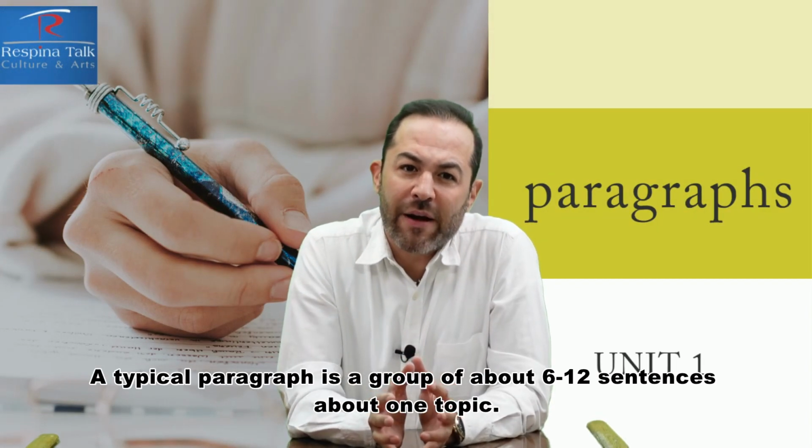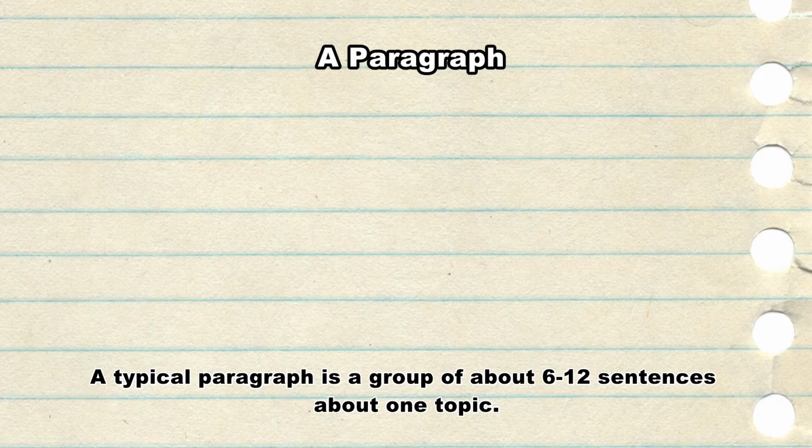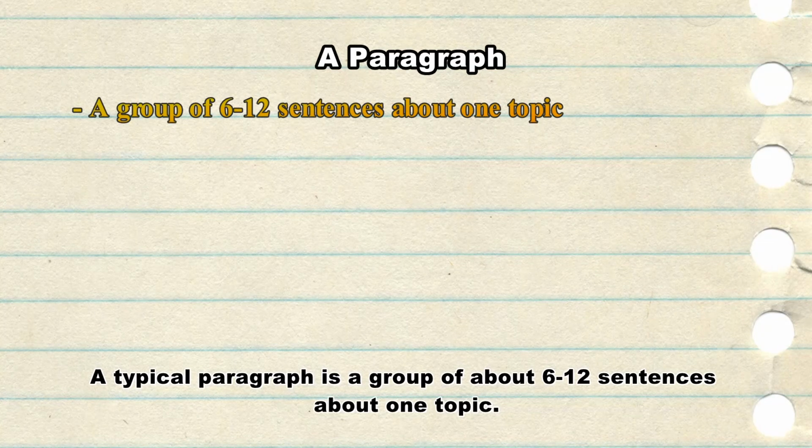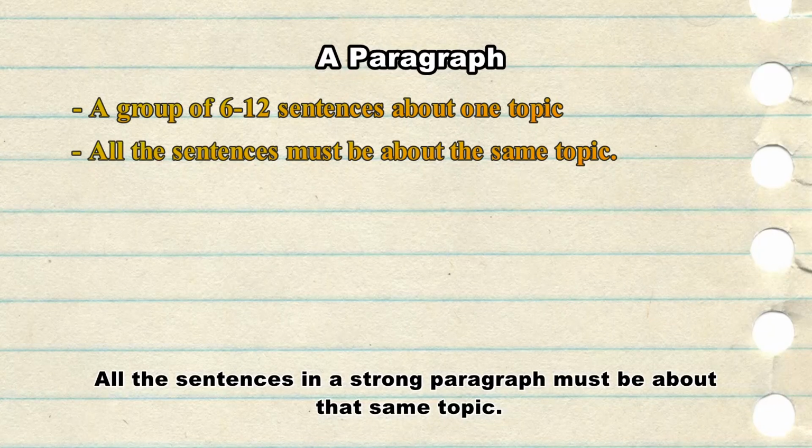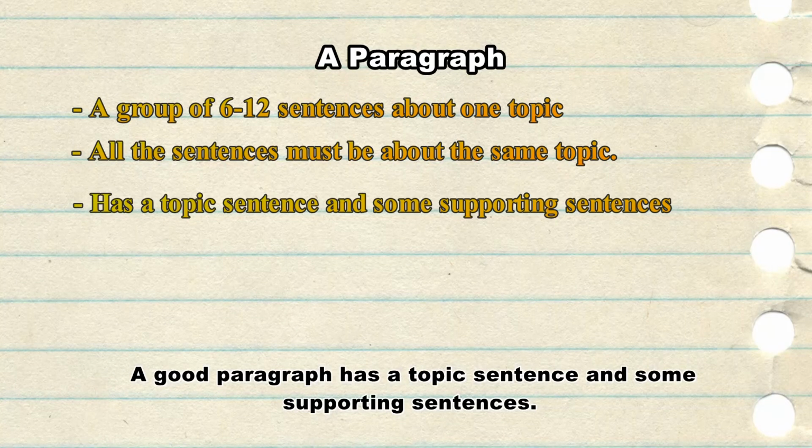What is a paragraph? A paragraph, or actually a typical paragraph, is a group of about 6 to 12 sentences about one topic. Now, all the sentences in a strong paragraph must be about that same topic. A good paragraph has a topic sentence and some supporting sentences.